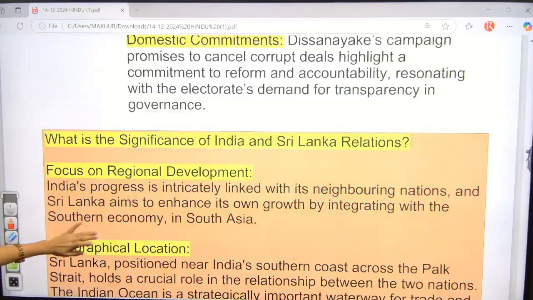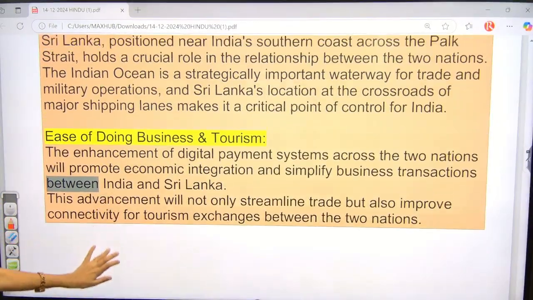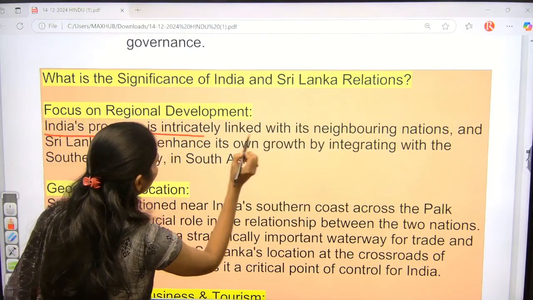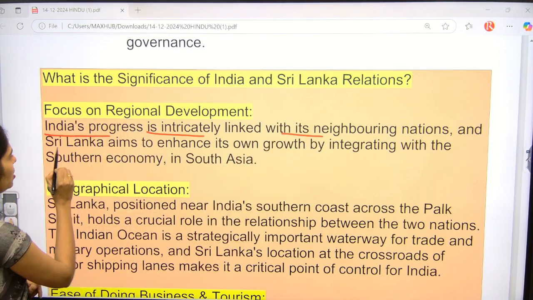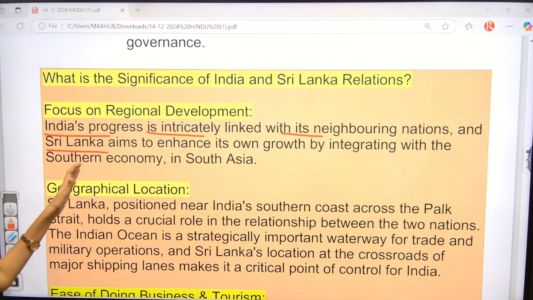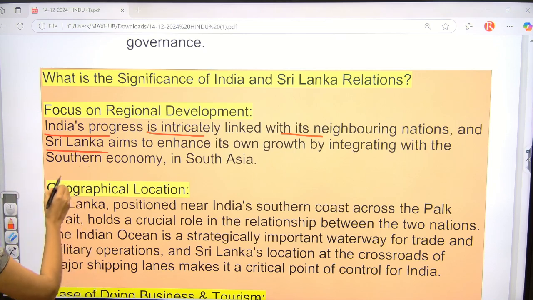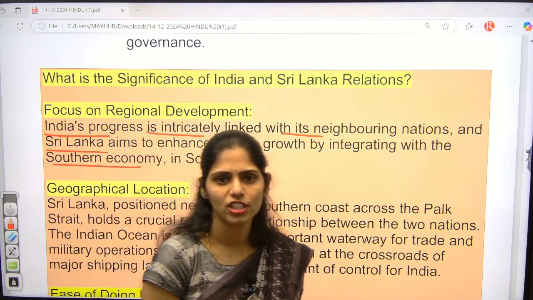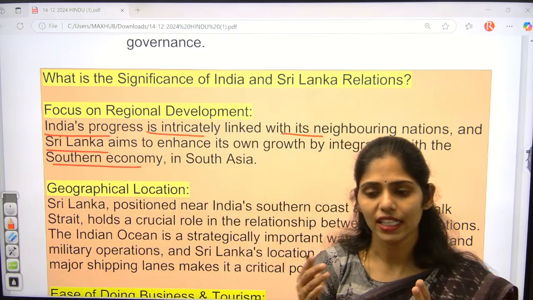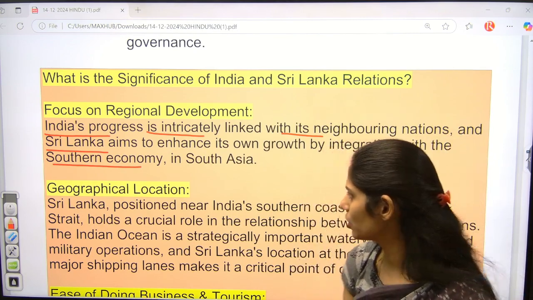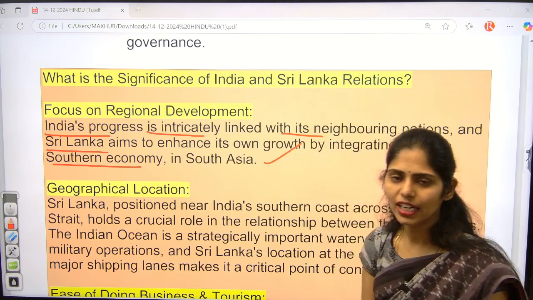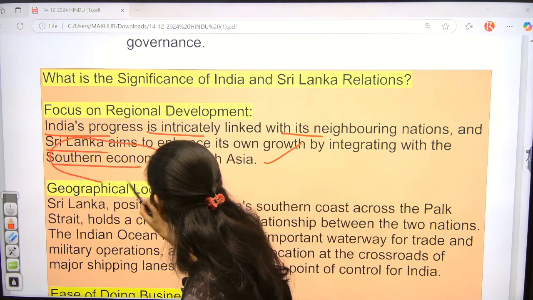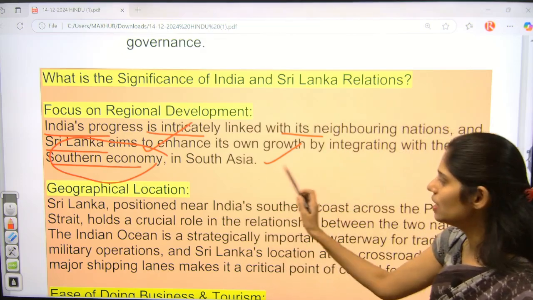Now you have to know what the strategic importance of Sri Lanka is for India. The first one is that India is progressing and is intrinsically linked with neighboring nations like Sri Lanka, and especially we want to enhance our own growth by integrating with the southern economy. You already know that in India's foreign policy we have the neighborhood first policy. In that policy, India gives importance to its neighboring countries. Sri Lanka is part of the neighborhood first policy, so that we can enhance our growth, which is linked to the southern economy in South Asia.